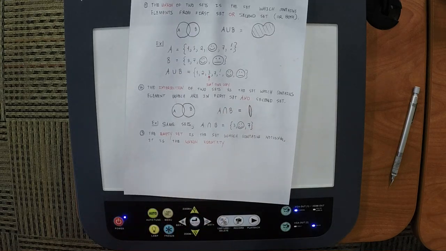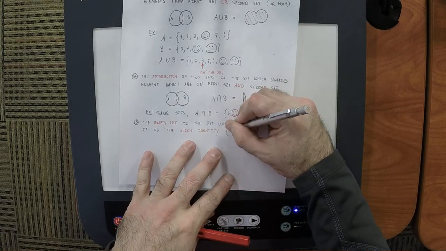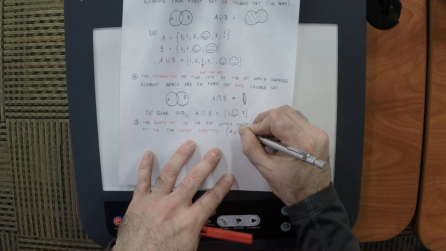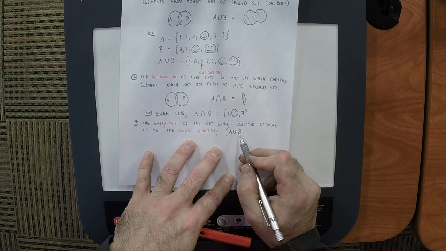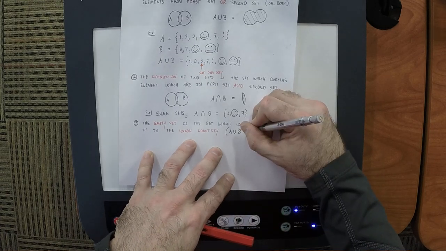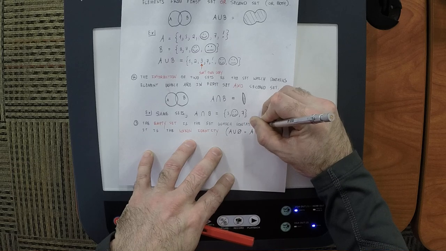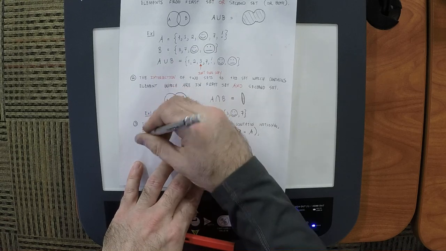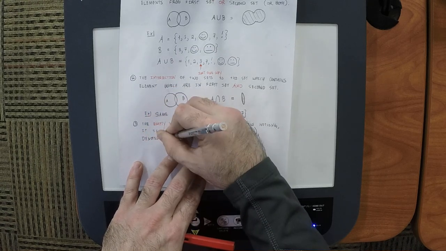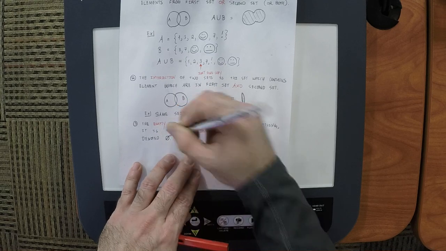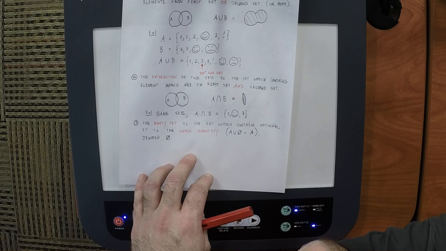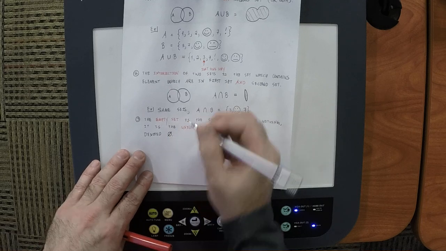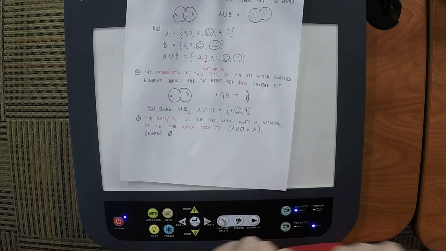Which is to say that A union the empty set, which is denoted with a circle with a slash through it, is what? Is A. Okay. Interesting. So the empty set is important in the same way that 0 and 1 are important.